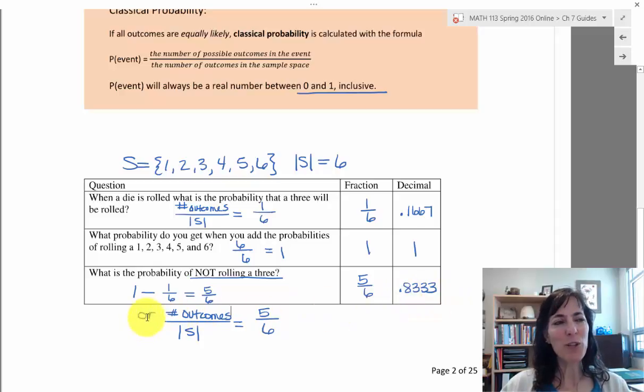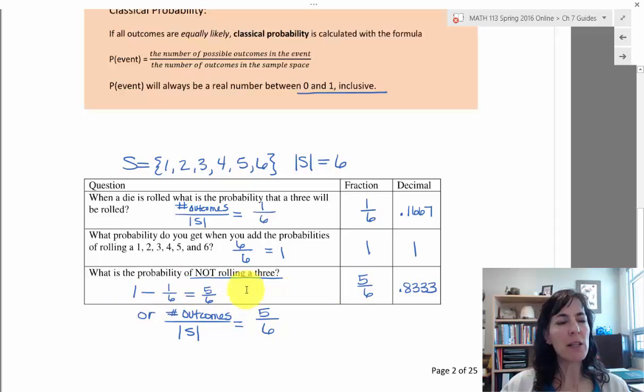Another way to look at it, which I want you to really think about because this method saves us a lot of time on some experiments, would be to think of the number of outcomes over the cardinal number for the sample space. The number of outcomes we were interested in was everything but 3, so ignore the 3 but take the rest. So there's 5 of those, and it's out of 6, which is the cardinal number for the sample space. Same results, just a different way to get to it.